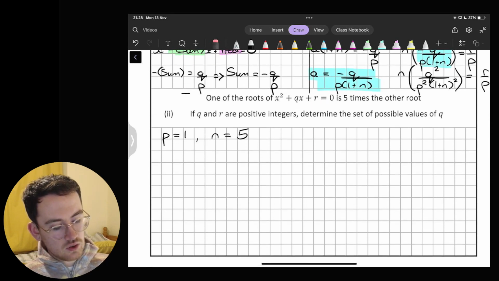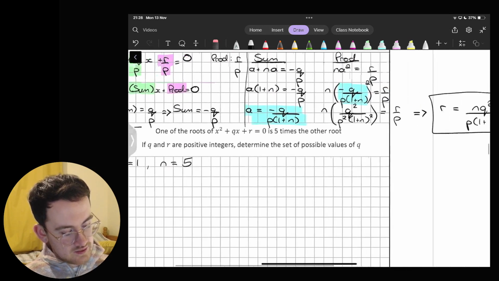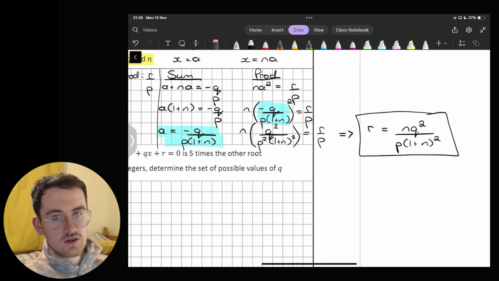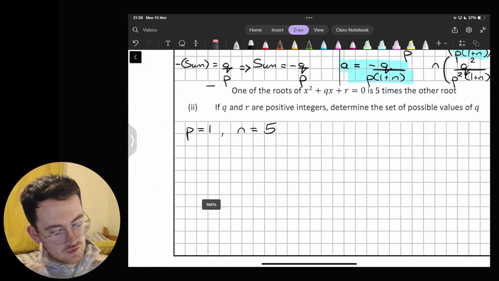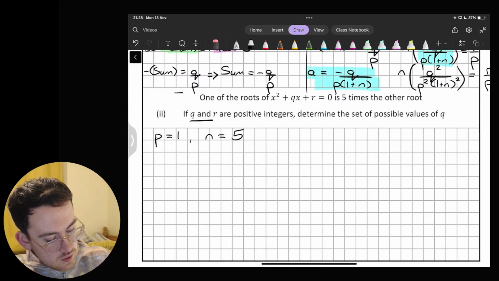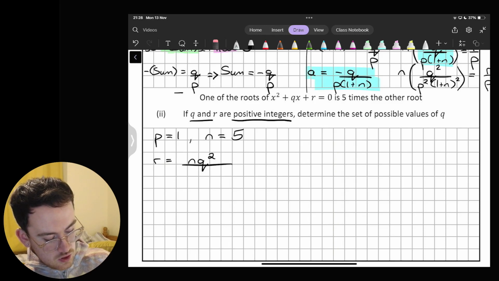We already know from this last section that r is equal to nq squared over p times 1 plus n all squared. Okay, so we can use that to help us find values for r, for example. Because we're told both q and r are positive integers. So let's just use our answer from the last part. So nq squared over p times 1 plus n squared.